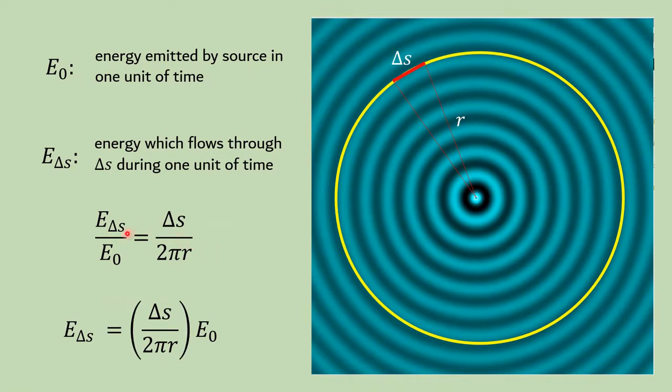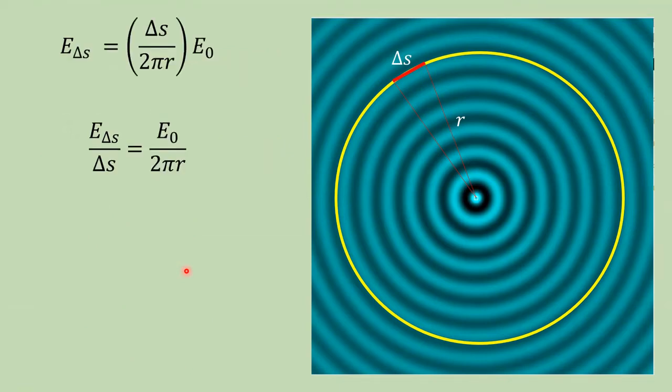We can rearrange that by putting E naught on the other side, and I will go ahead and enclose this ratio in parentheses. And what can we do with that? Well, I'm more interested in the next step. So now I'll take delta S and put it in the denominator over here. And this is really the end result that I was looking for.